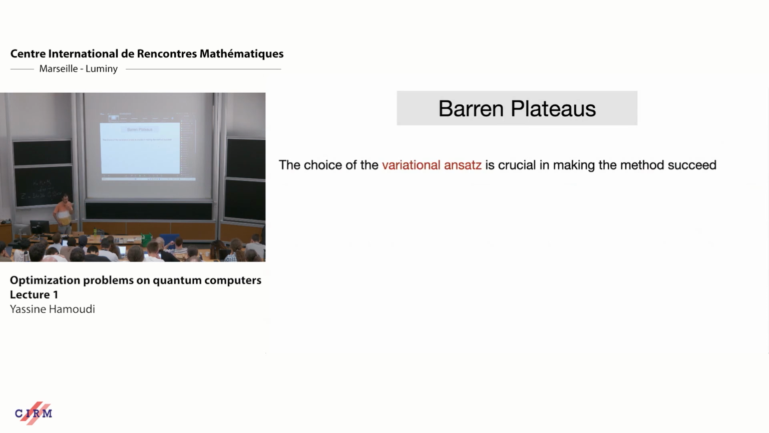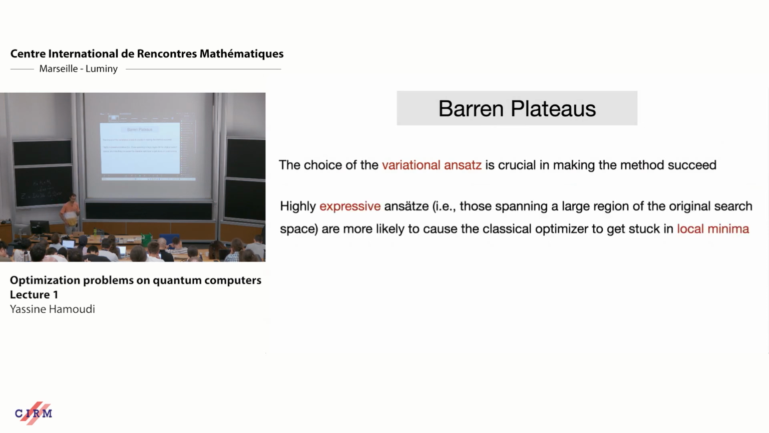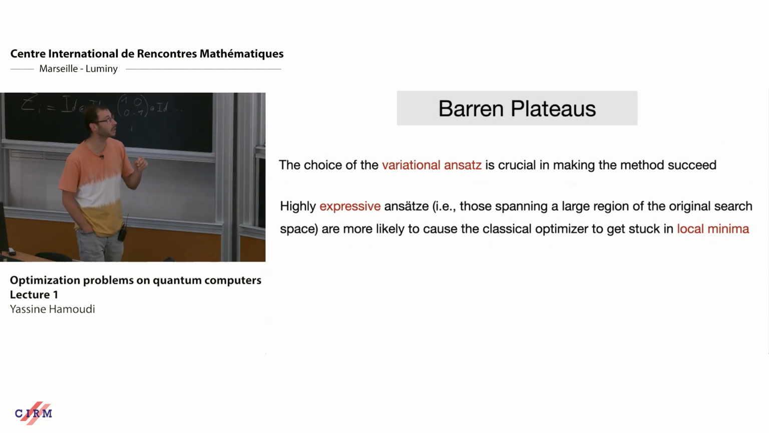Okay, so before describing the ansatz used in QAOA, as I said, the choice of the ansatz is really the crucial step in using the variational method. However, there is a very important phenomenon to have in mind, which is called the barren plateau, and which is an important limitation to the variational method.